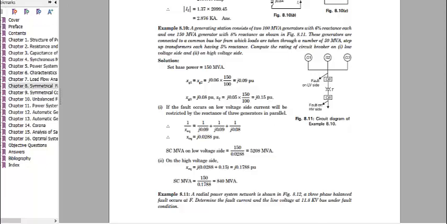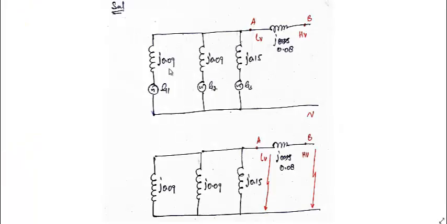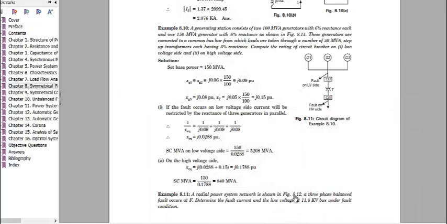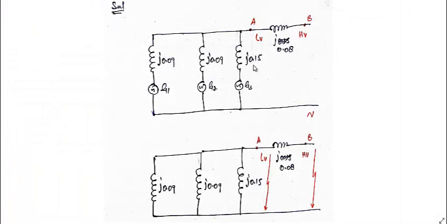So its circuit will be like this, but this may be slightly different. You can see it is 0.08, this is 0.01. They have somehow exchanged the values. It is 0.09, 0.09, 0.08. You can see it over here. These two have 0.09, xg1 and xg2, and xg3 will be 0.08, and this will be 0.15. So we have to calculate the fault level at this point or the fault level at this point.